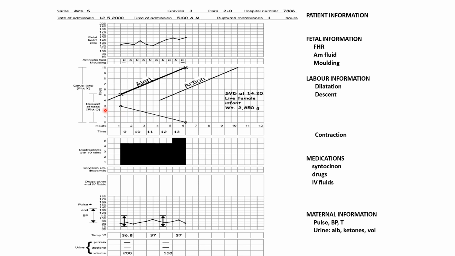Next, here we can see an alert line and an action line. See, this alert line shows the dilatation of the cervix. If it is occurring 1 centimeter in an hour, the graph will be above the alert line, so it is normal. And if it is taking a minimum of 4 hours for 1 centimeter dilatation, that will be coming below the action line. So immediately you are supposed to take action.